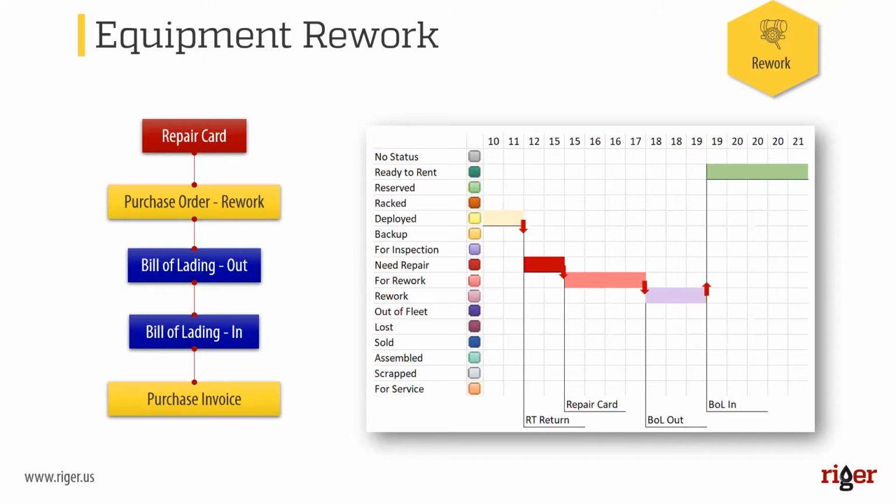And when the equipment gets repaired and returned to your shop, you generate a bill of lading in, and the equipment is brought back to the ready to rent status. And you finalize this transaction by generating a purchase invoice, which collects all the information from all the previous documents in this chain, and you issue this invoice and send this invoice and payment to your vendor.